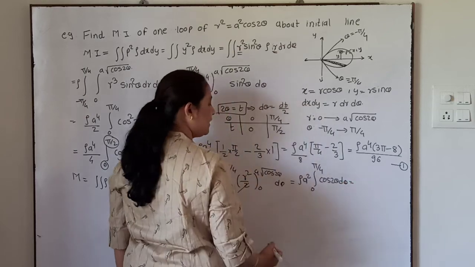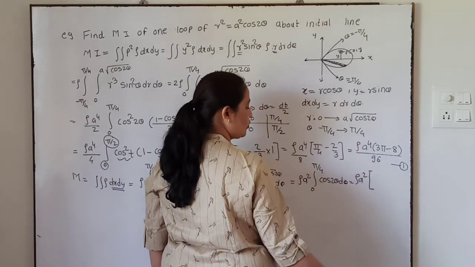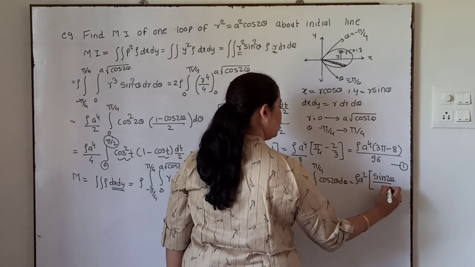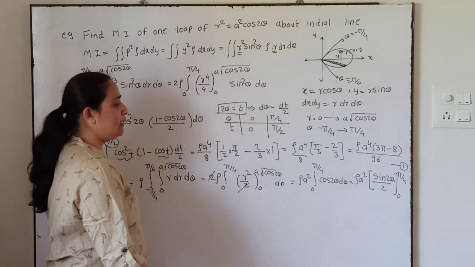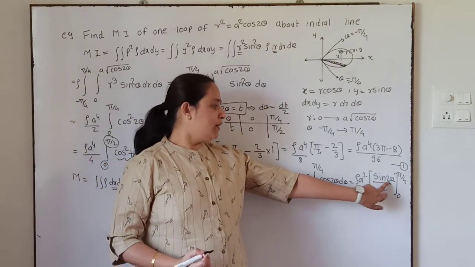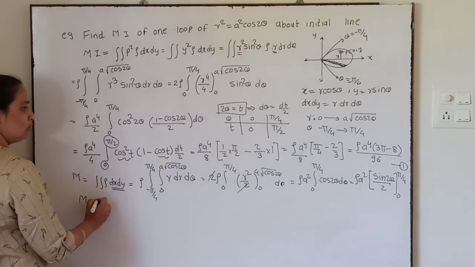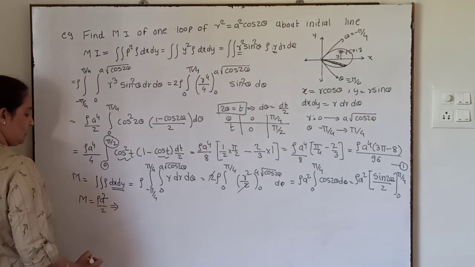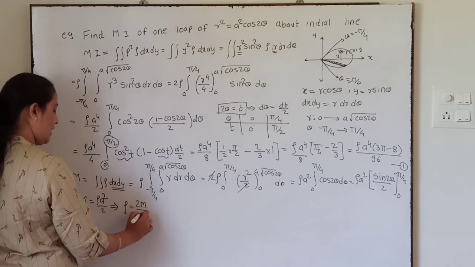If I find the integral of cos 2 theta, it is rho a square, integral of cos 2 theta is sin 2 theta upon 2, limits from 0 to pi by 4. Now if you apply limits, upper limit pi by 4, you will get sin pi by 2, and sin pi by 2 is 1. So you are getting mass is equal to rho a square upon 2. Now, the value of rho is equal to 2m upon a square.